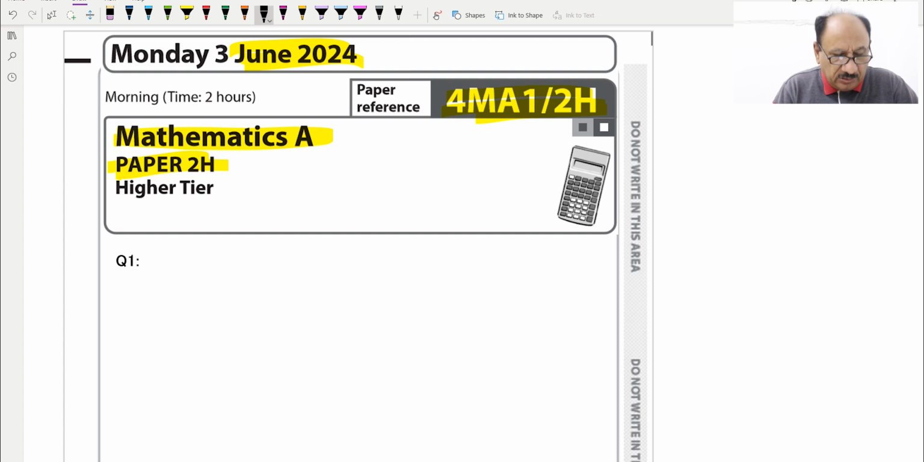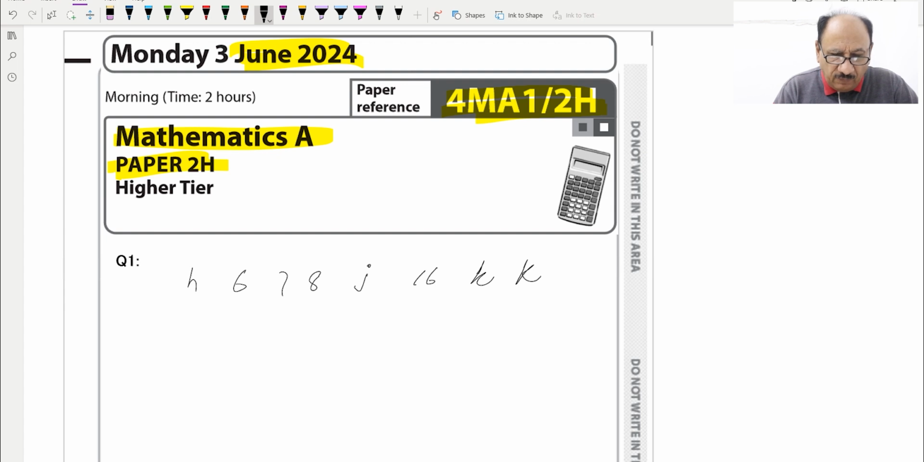And question number 1: here are 8 numbers written in order of size. The first number they have provided is H, then 6, 7, 8, J and 16, K and K. So these are the numbers they have provided. They are saying where H, J and K are integers, the median of the 8 numbers is 10.